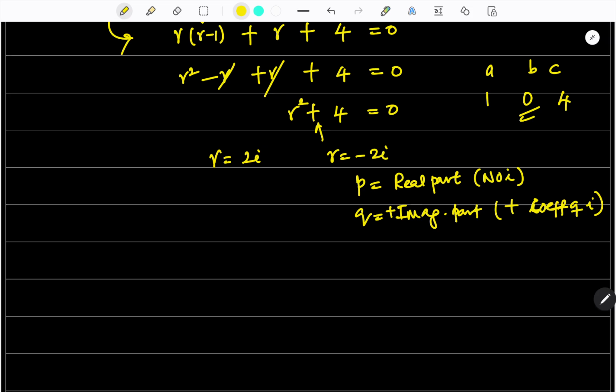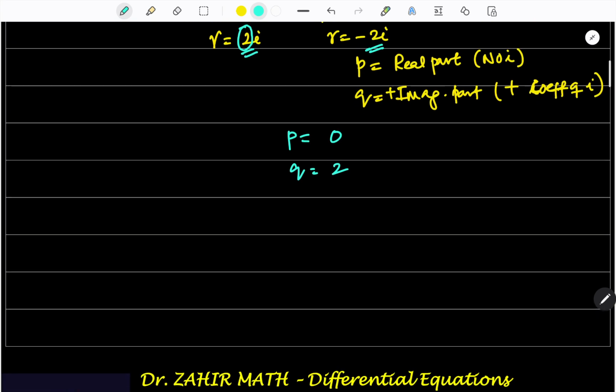So if you look at this one, our p is equal to what? There is no real part, which is 0. And q, this is the positive one, this is the negative one. What is the coefficient of i? Which is 2. So we got p, we got q as 2. So what is your solution?